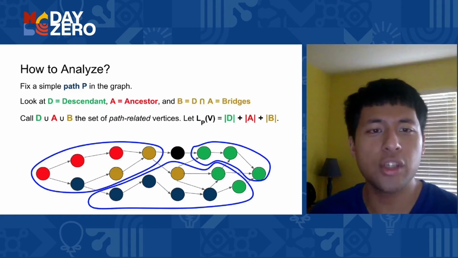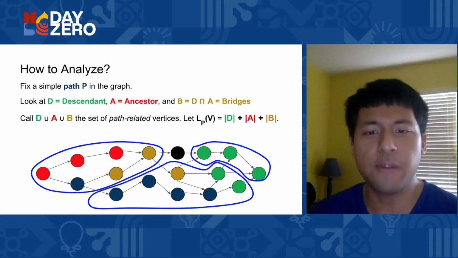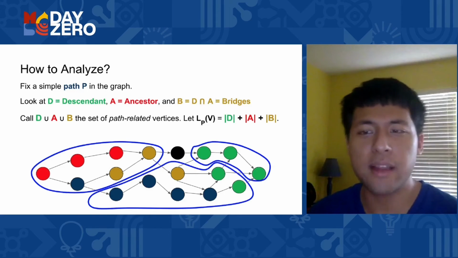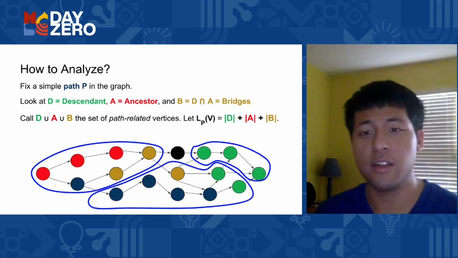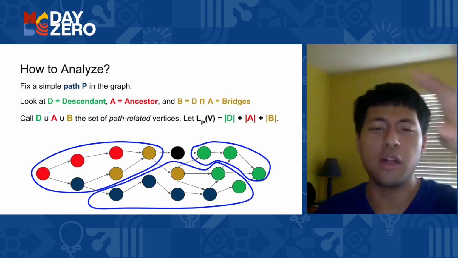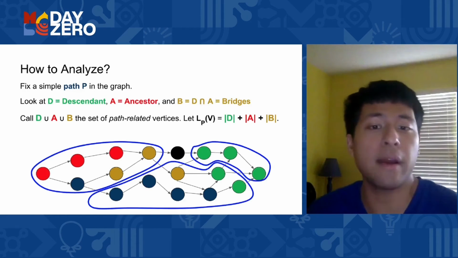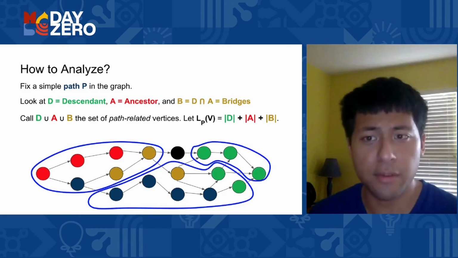To make this recursion procedure more formal, we're going to define a set of path-related vertices, which are vertices that are either path descendants, path ancestors, or bridges. Basically, I only drew path-related vertices here. You should imagine that the graph has several other vertices in it that might not have any relations to the path, but those don't matter because if I pick one of those vertices, the path's not really affected.